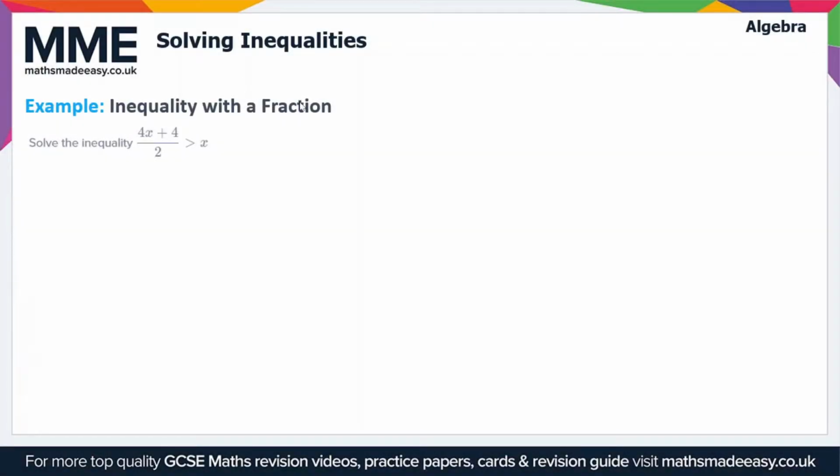Welcome to the Maths Made Easy tutorial on solving inequalities. Here we're going to look at a quick example question where we've got an inequality with a fraction.